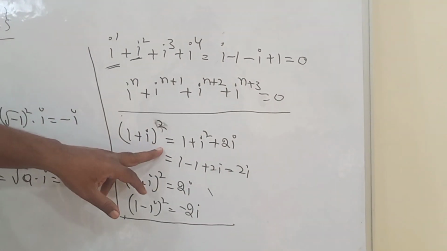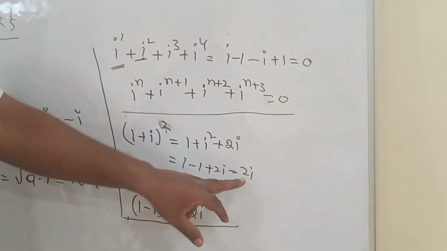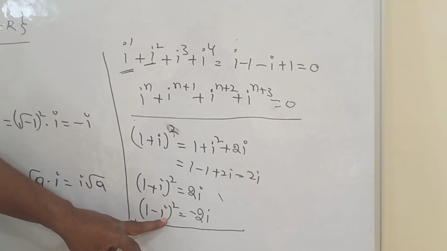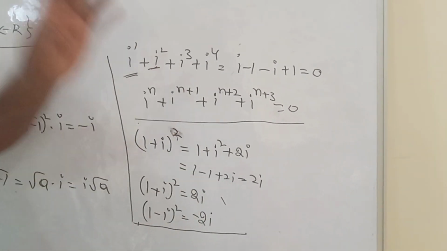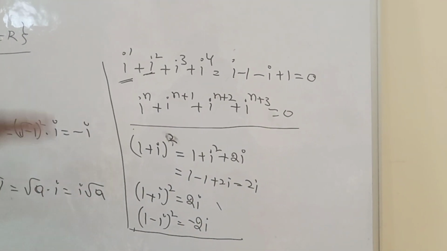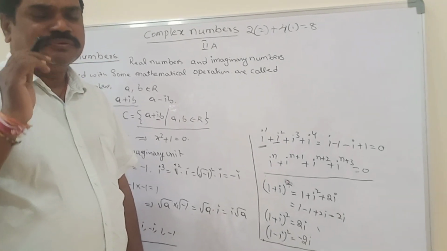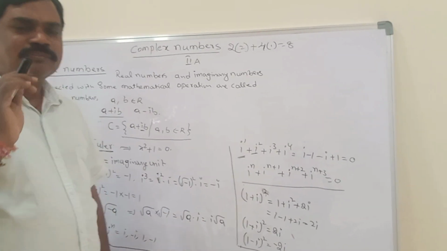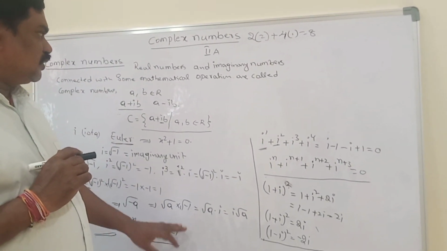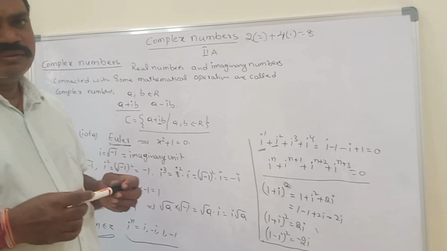1 plus i whole square can be written as 2i. 1 minus i whole square can be written as minus 2i. This is the information about the Euler imaginary number and complex numbers.